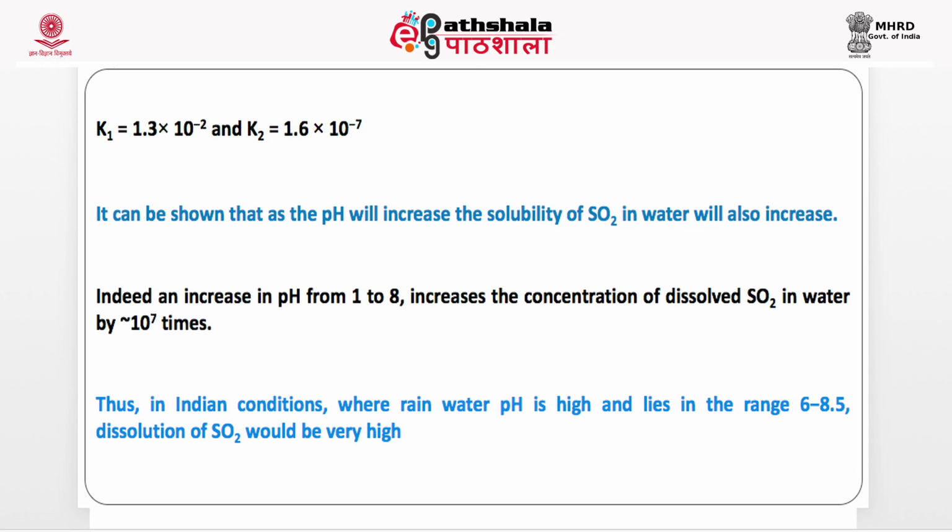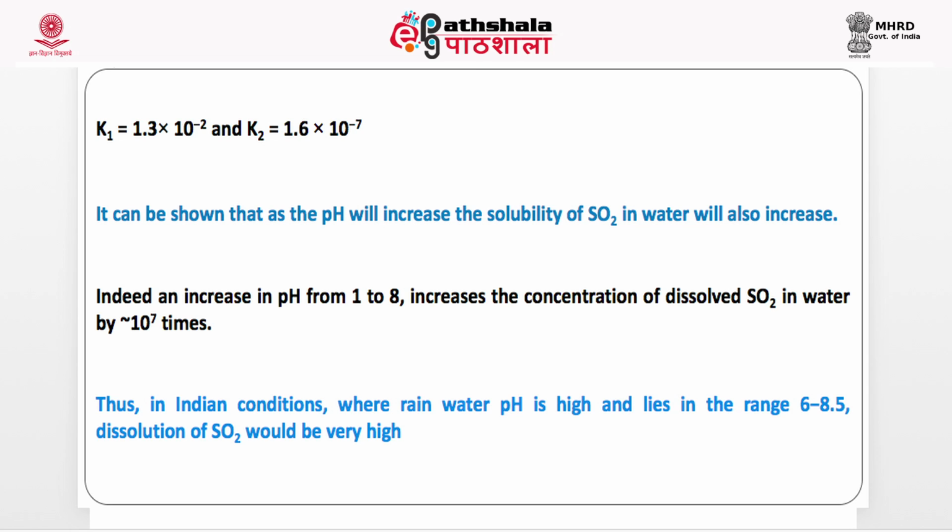Now, what happens? Look here. This is K1, K2 upon H plus square. As the hydrogen ion concentration increases, the solubility of sulfur 4 will decrease, SO2 will decrease. And if the pH increases, the solubility of sulfur dioxide in water will increase. In India, the rainwater pH is high. In European countries, rainwater pH is low. Therefore, sulfur dioxide will be more soluble in rainwater or cloud water in our country than in European countries.